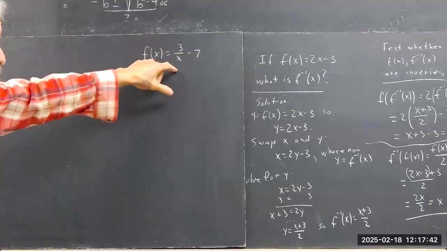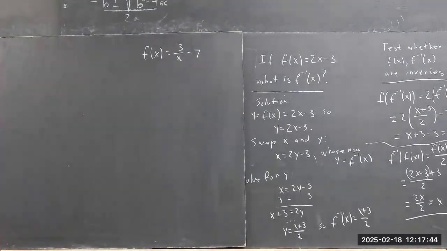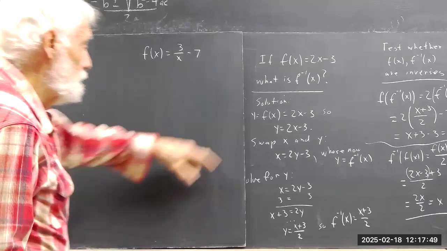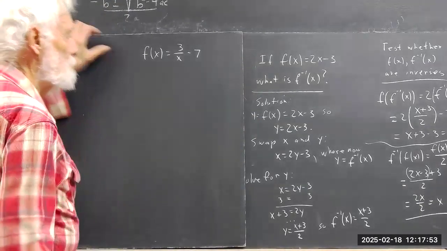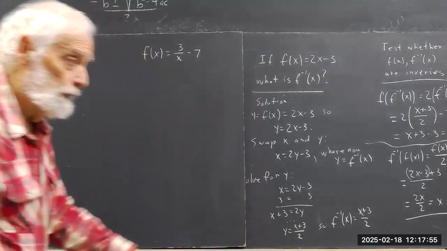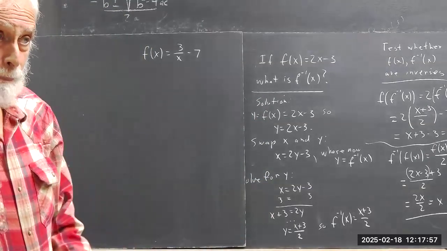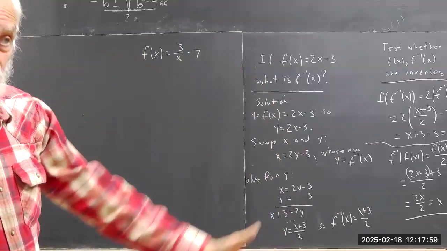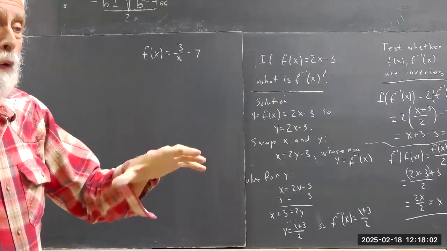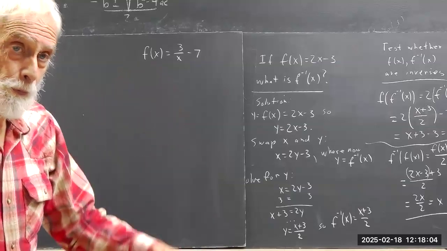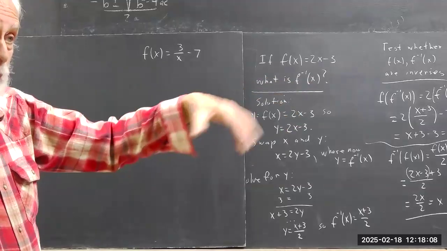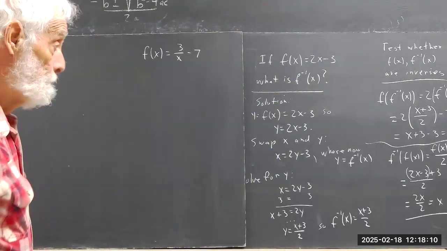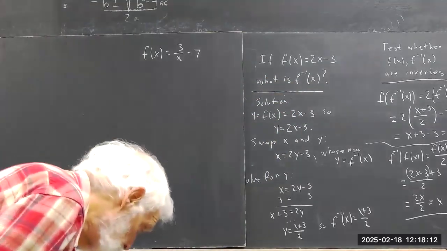f of x equals 3 over x minus 7. I recommend that you write out the reasoning of these steps so that you'll remember them, instead of just doing them mindlessly. Remember why we're doing them. Remember the logic, especially if you're going to go on into a whole lot more mathematics. It would be very beneficial for you to do that.